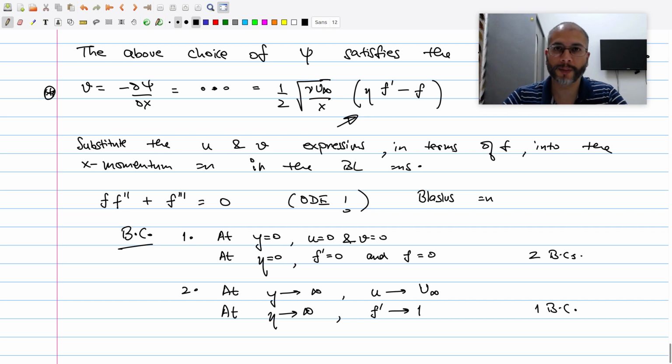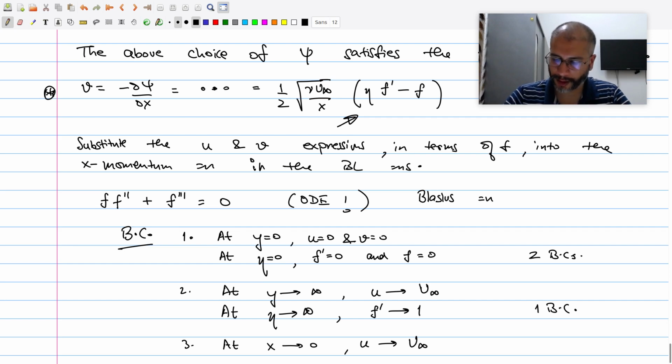But we still have one more boundary condition from our physical system. And that is at x tending to 0, that is in the beginning of the plate, our u was u infinity. I use a tend because strictly x equal to 0 will be a problem. So if you are tending towards x equal to 0, then your u is tending towards u infinity.